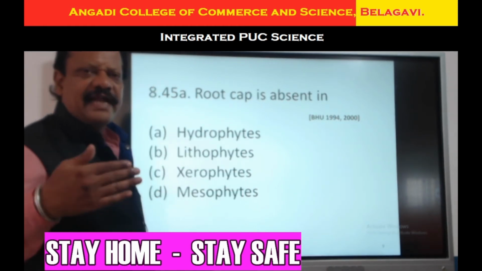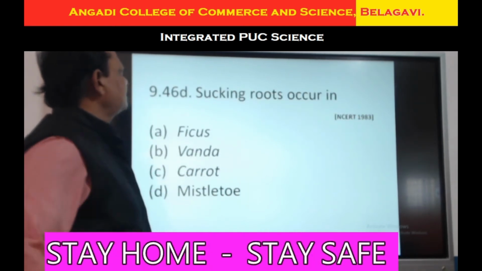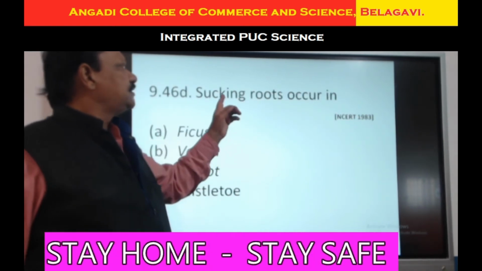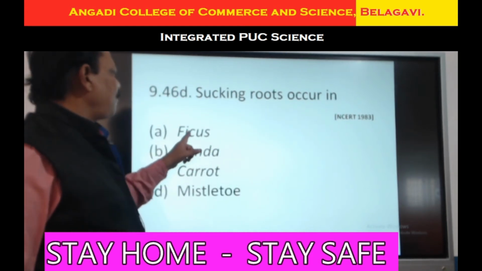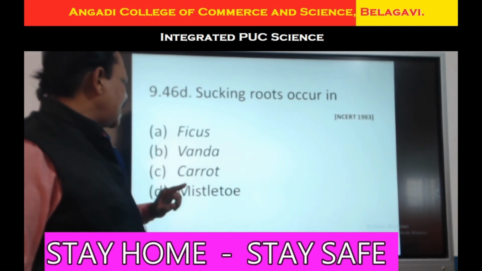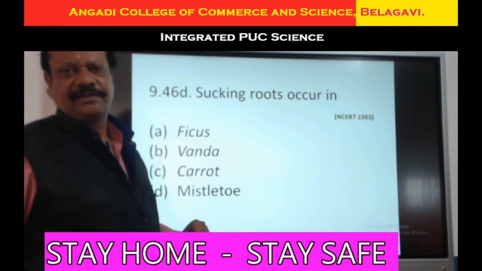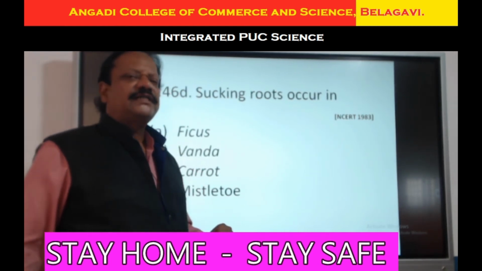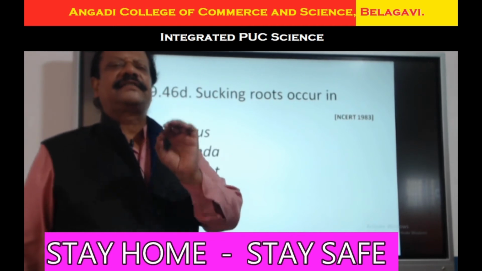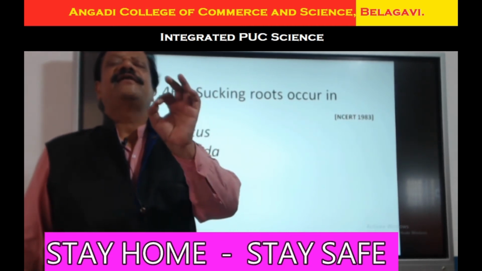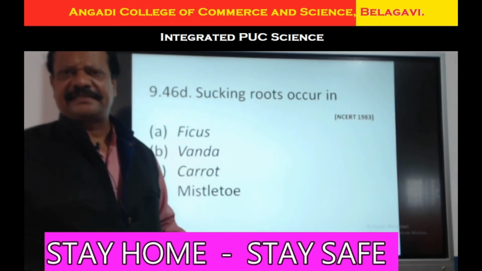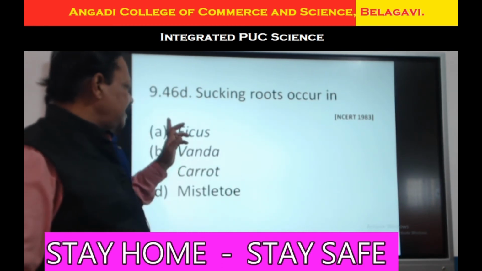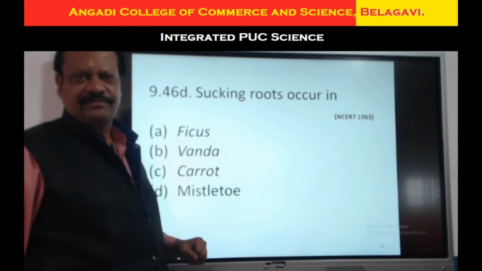We'll move to the next question. Now, sucking roots occur in. So here ficus, vanda, carrot and mistletoe. So sucking roots. The sucking roots are usually seen in parasitic plants. So Cuscuta, I gave as an example. Another parasitic plant in this group is mistletoe.